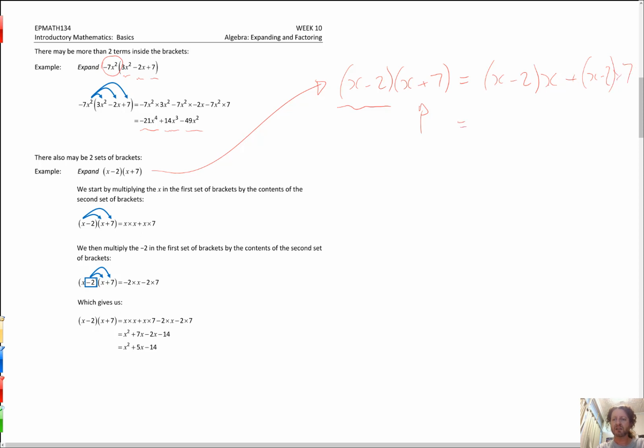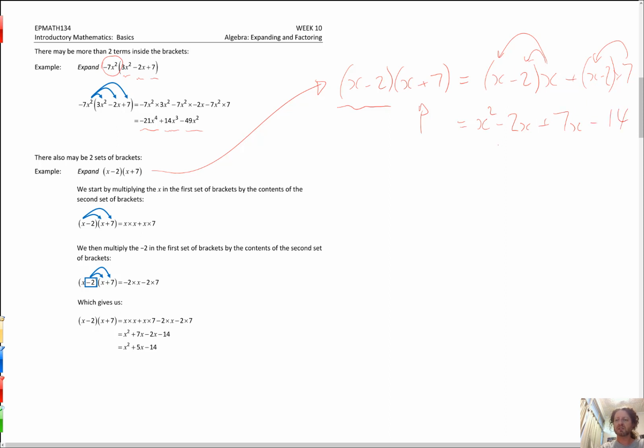And then I can expand each of these terms. That's an x out the front of x minus 2. It's back to front from what I've had, but it's the same thing. That x multiplies each of them. x times x is x squared, x times minus 2 is minus 2x, and here I've got a 7 out front of x minus 2. 7 times x is plus 7x, 7 times minus 2 is a minus 14.